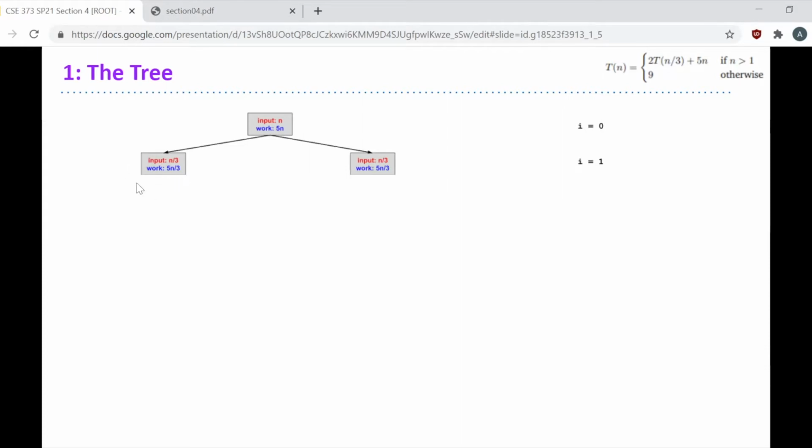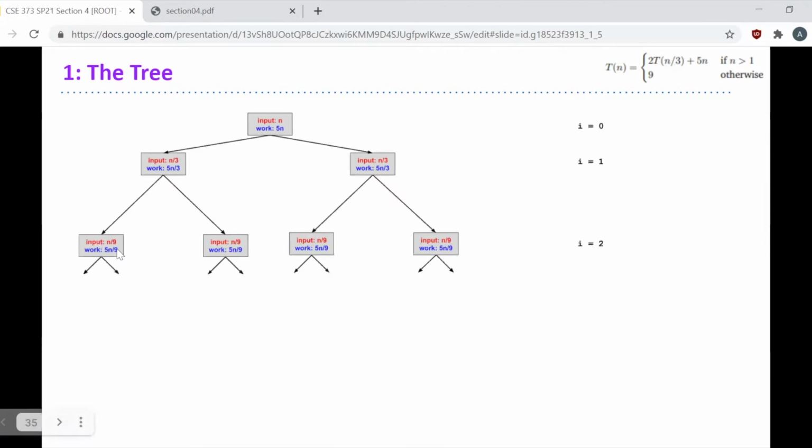Okay, and then each of these nodes is going to do 2 more recursive calls on whatever their input was divided by 3. So they're going to do 2 recursive calls on n over 3 divided by 3, which is n over 9. So the input size for their resulting method calls is n over 9. And what's the amount of work? Looking at this recurrence, it's always 5 times whatever your input is. Our input is n over 9, so the amount of work is 5 times that, which is 5n over 9.